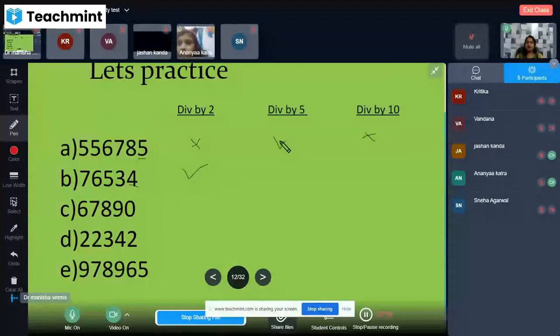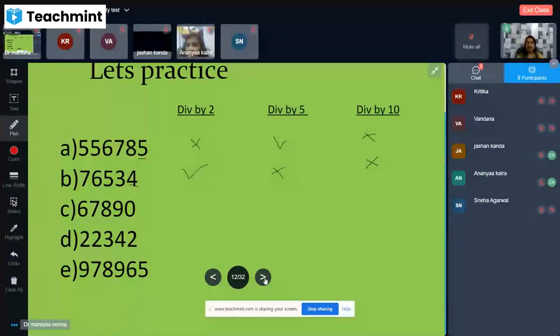And what about divisibility by 5? Whether this is divisible by 5 or not? ये देखिए 0 है या 5 है? Ma'am, no. No, okay. And whether this is divisible by 10 or not? Ma'am, no. No. Hope I am clear. Let's move further because these are the topics that we already covered in yesterday's lecture. We are just revising them.